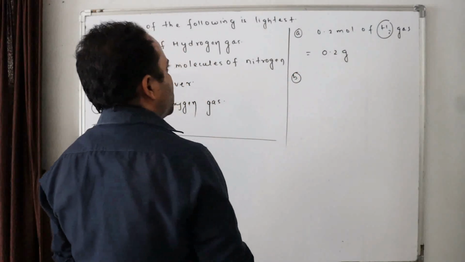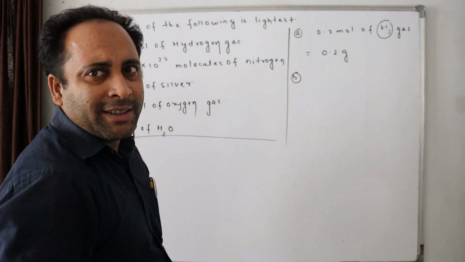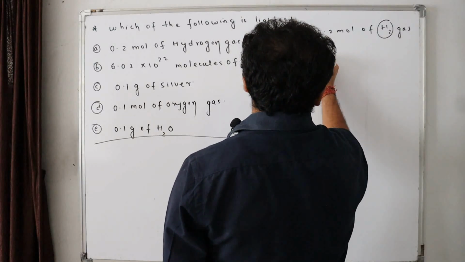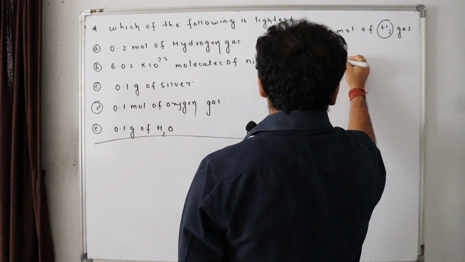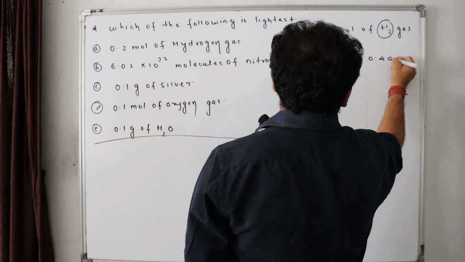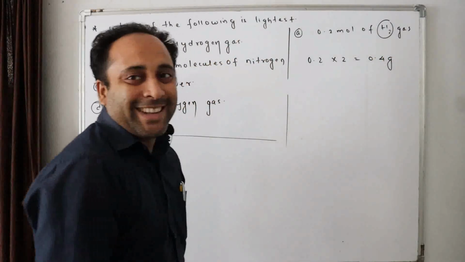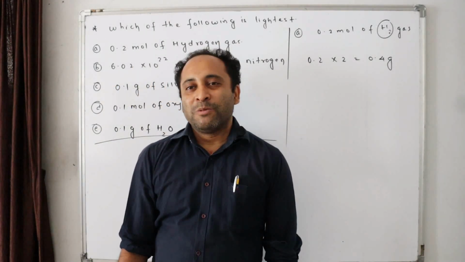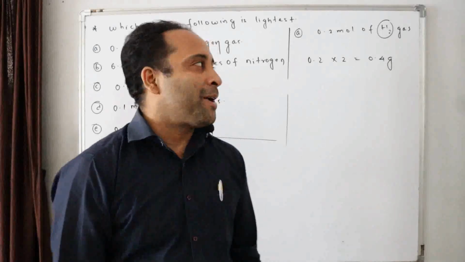Next. Am I right? Or is there a mistake? 0.2 mole is how much? 0.2 into 2, that is equal to 0.4 grams, because 1 mole is 2 grams. 0.2 mole will be 0.2 into 2, 0.4 grams.